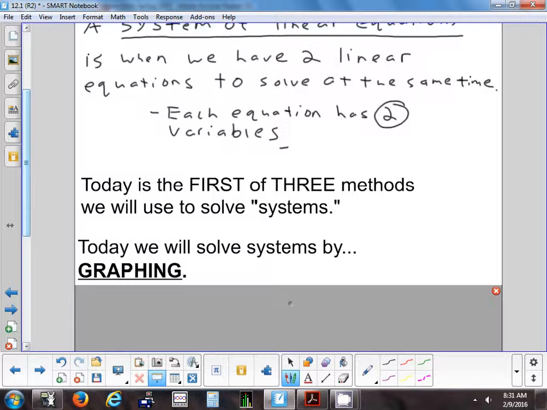If I said to you, I have to cut something, what should I use? Well, it depends what you have to cut. If it's a piece of paper, I'd use scissors. If it's a tree, I'd use a chainsaw. So when you're solving a system, we're going to use the method that's usually the easiest to use.